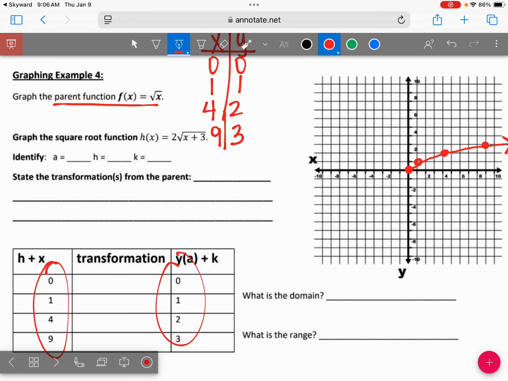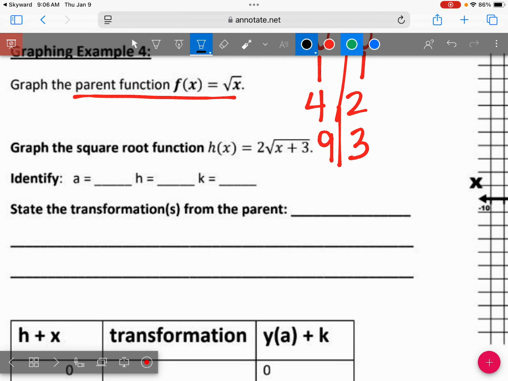So the first thing we're going to do is identify what would be our changes. What changes are going to happen when we compare this graph? I'm going to zoom in. When I compare this equation to the parent, how is it going to be different? So what is A? What's the number in front of the square root? 2. Is that going to make it stretch or compress? Stretch.